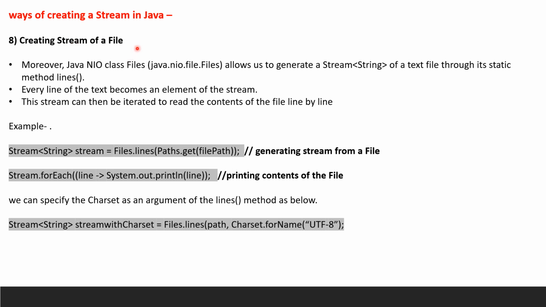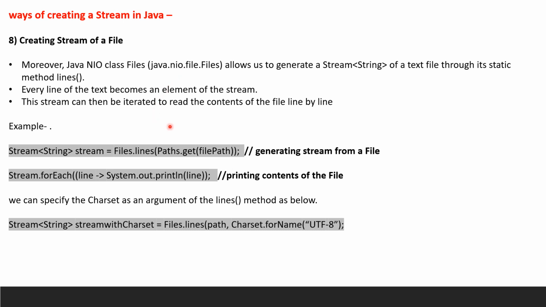We will sometimes be dealing with file operations, right? So we'll see. Moreover, the Java new class Files, which comes from here, allows us to generate a stream of a text file through its static method lines. Every line of the text becomes an element of the stream. So if you are taking a text file, any file, and it is a huge file, then every line of the text it contains will become one element of the stream.